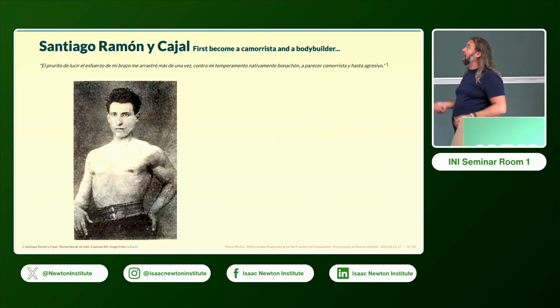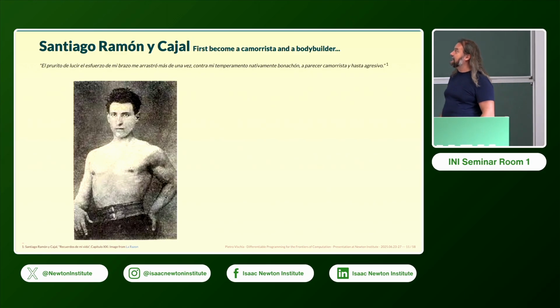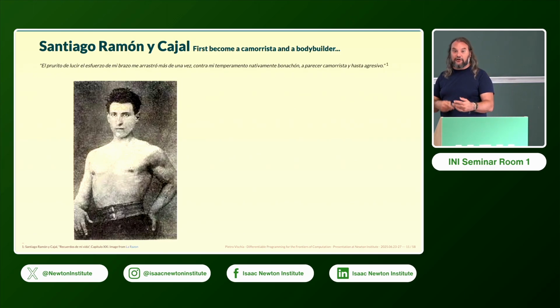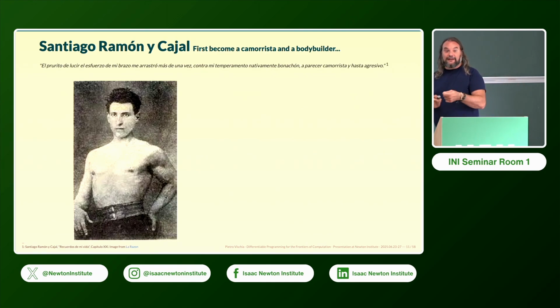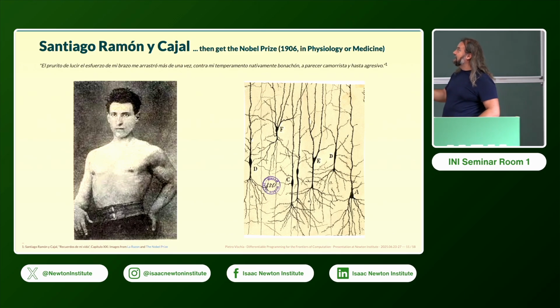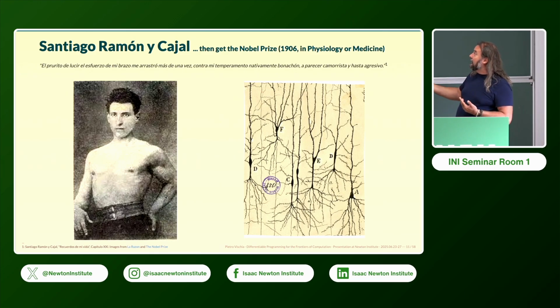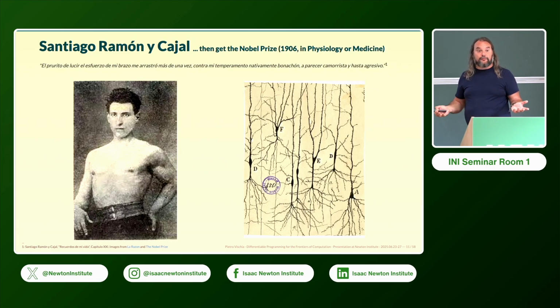To do that, we have to go back to a Spanish medic, Santiago Ramón y Cajal, who is credited as the father of bodybuilding in Spain. When he was young, he got jacked up and got in a lot of street brawls, so he defined himself a camorrista. But he also liked to draw, and a few years later, thanks to his father who forced him to be a medic, he started to draw images of neurons in the brain. And he got the Nobel Prize in 1906 for the connectionist paradigm that is at the base of machine learning today.